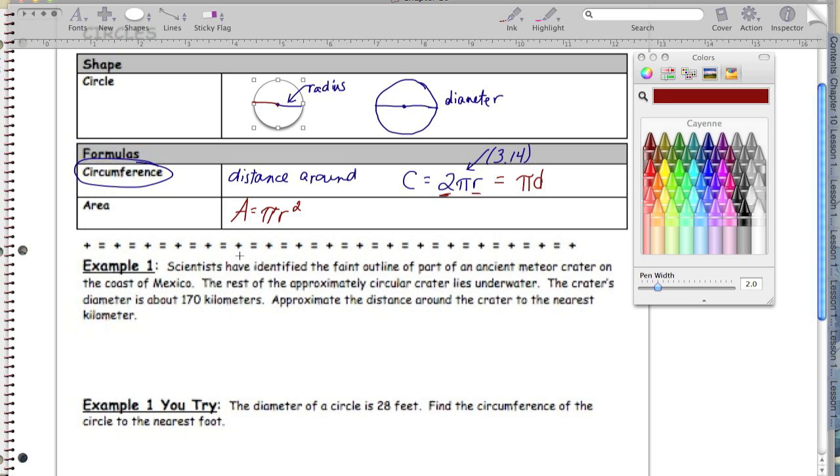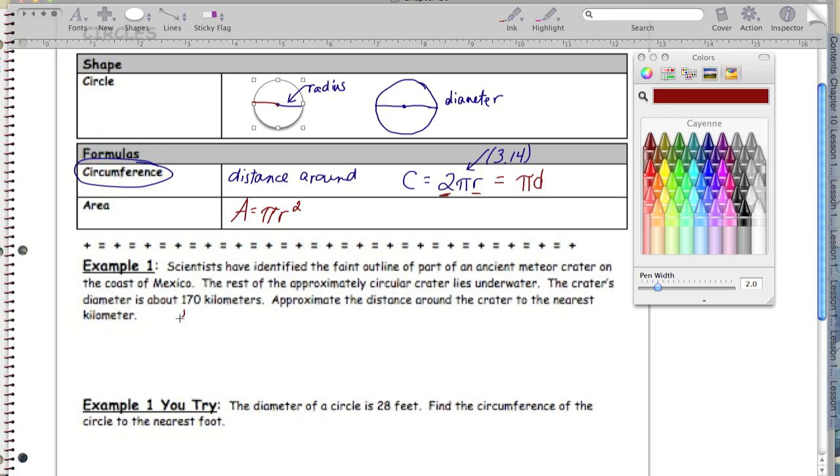Example 1. Scientists have identified the faint outline of a part of an ancient meteor crater on the coast of Mexico. The rest of the approximately circular crater lies underwater. The crater's diameter is about 170 kilometers. Approximate the distance around the crater to the nearest kilometer.